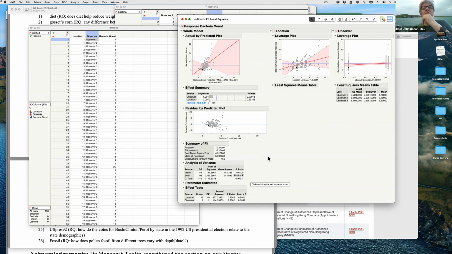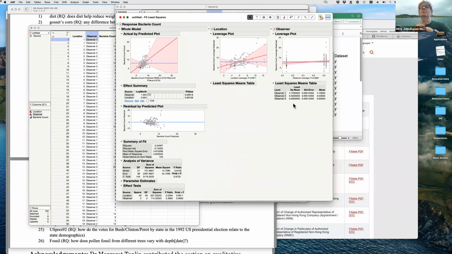Well, actually, we don't really care about the location, except that we want to remove the effect of location and ask the question about the observer. So this over here tells us that the observers' average values are roughly 4.7, 6.5, and 6.6. So it looks like maybe for observer 1, the counts are less than for observers 2 and 3.